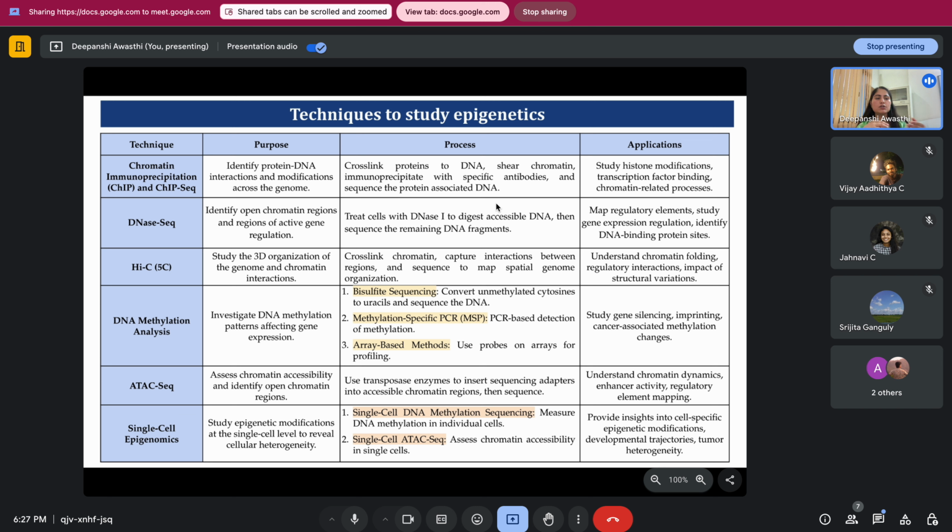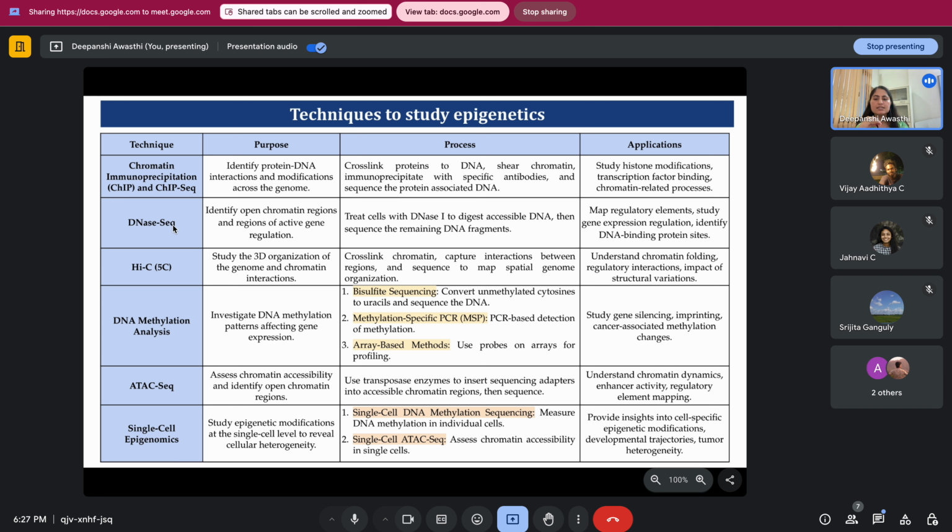At last, when you assemble it, you will match it with the assembly or with the reference sequence. You will be able to identify which are the sequences where the proteins are binding. So this analysis is mostly done to identify the transcription factor binding sites or some other protein binding sites in the DNA. Other than this, you can study histone modifications, transcription factor binding sites, and chromatin related processes.